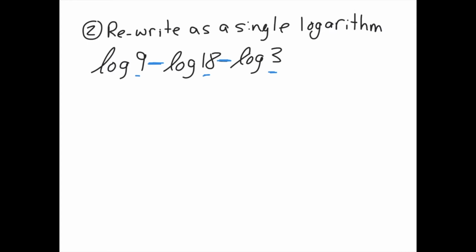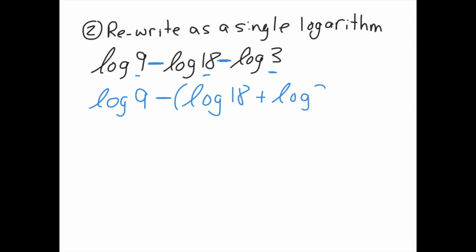So let's go through how we can rewrite this as a single logarithm, essentially doing the process backwards that we did in our last one. So here we have log of 9, and what I'd like to do is factor out this minus from both of these other two logarithms. And after seeing that first example, I think you see how this is going to be a very good way to go.